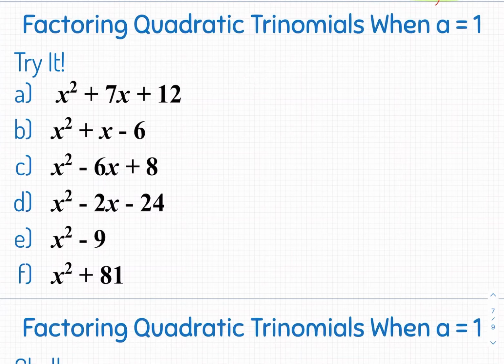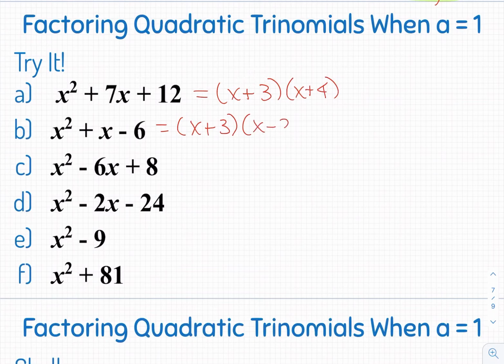Now that you've had a few minutes, we're going to go over each of them. So the answer to the first is x plus 3, x plus 4. Or you could have x plus 4, x plus 3. The answer to the second is x plus 3, x minus 2. Or you could have the opposite, but the 2 has to be negative, or you wouldn't get a sum of positive 1. In the third example, it's going to be x minus 4 and x minus 2. Again, the factors could be reversed.